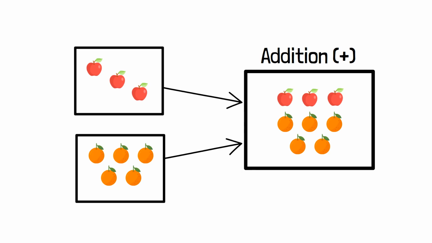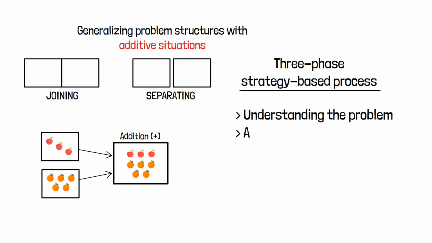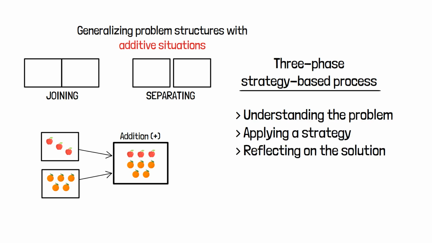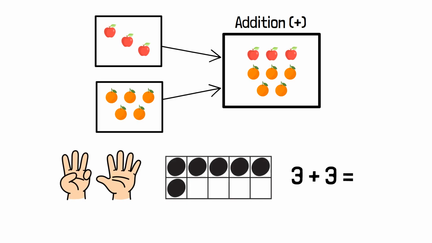Comparing the approaches to developing fact fluency is essential, especially when considering the 3-phase strategy-based process. This process includes understanding the problem, applying a strategy, and reflecting on the solution. It helps children not just to memorize facts, but to understand and internalize them. For example, when teaching addition facts, teachers can encourage students to use strategies like counting on, making 10, or using doubles. These strategies make learning facts more meaningful and help students develop a deeper understanding of numbers and their relations.